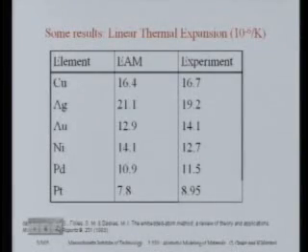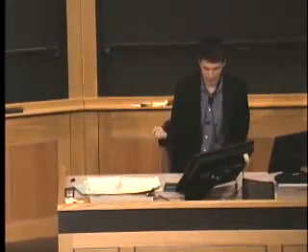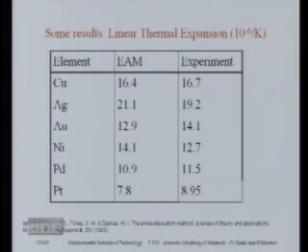So what I want to do now is just show you some results. We're not going to analyze it in great detail, but I want to show that to you so you get some idea of what people do with this stuff. Here's linear thermal expansion for a bunch of late transition metals calculated in EAM and calculated in experiment. And these agree pretty well. That's maybe not a big surprise in close-packed solids.